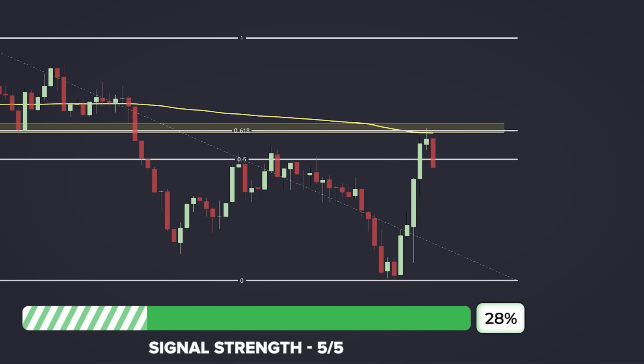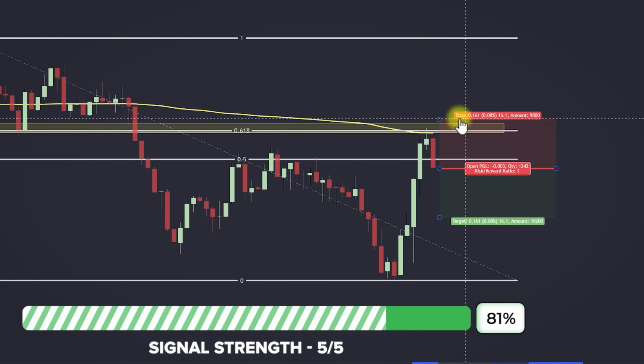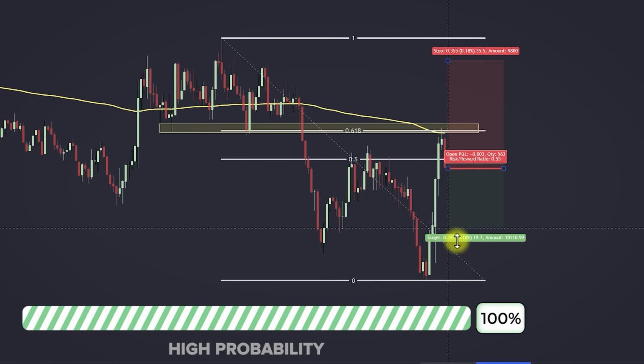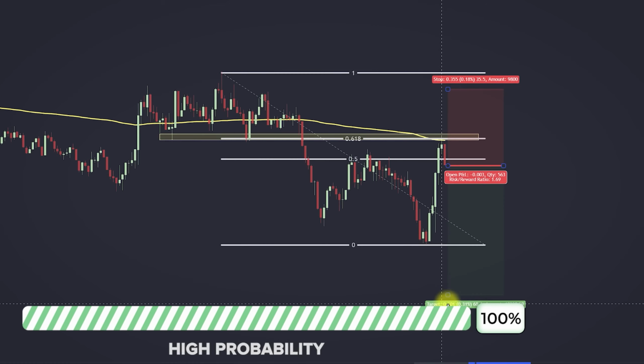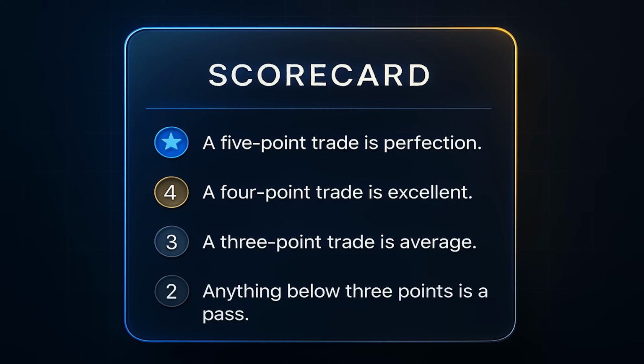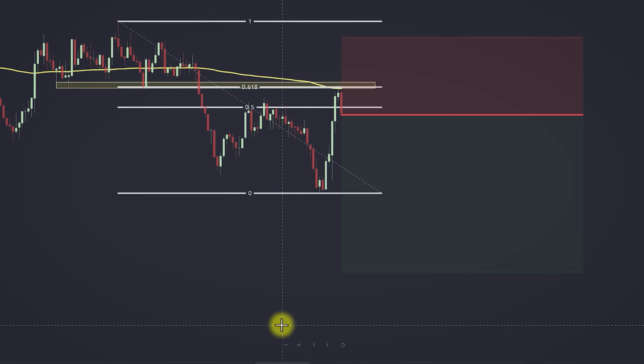This scorecard eliminates emotional trading. You are not trading because you're bored or because you feel like you should be in the market. You're trading because the setup meets your criteria, like a checklist for success. A 5-point trade is perfection. A 4-point trade is excellent. A 3-point trade is average. Anything below 3 points is a pass.